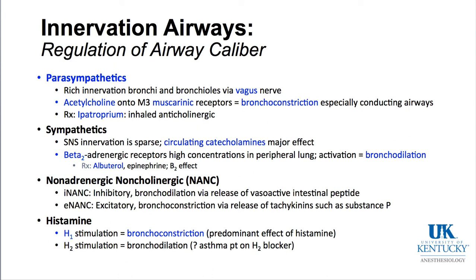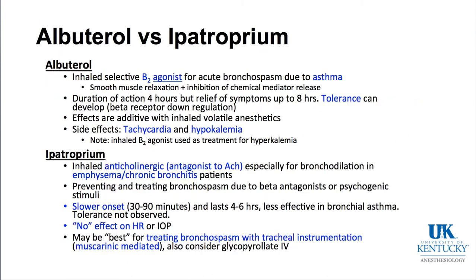In the histamine system, we normally think of, for example, during anaphylaxis, when histamine goes up, as bronchoconstrictors. And histamines do, via the H1 receptor, cause bronchoconstriction. That's the predominant effect of histamine. But histamine also can stimulate the H2 receptor, which causes bronchodilation. And therefore, the question of giving an H2 blocker to an asthmatic patient, maybe that might not be the best idea, because you can actually precipitate asthma symptoms.